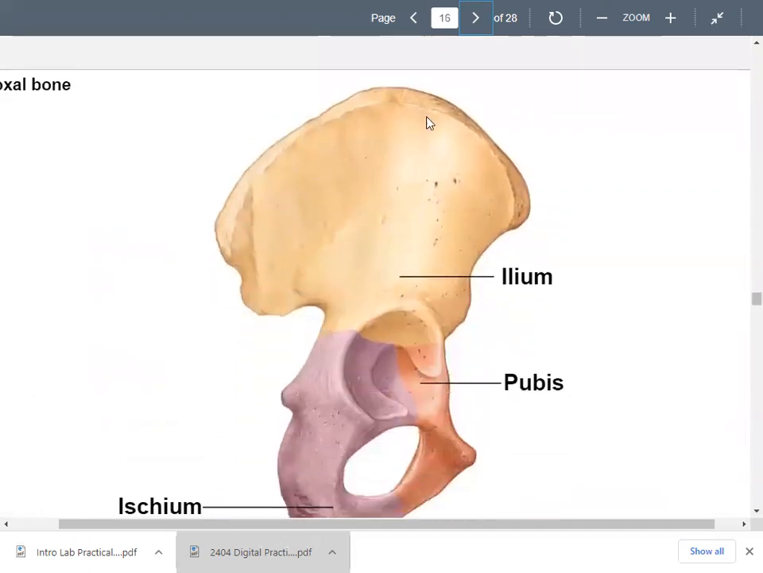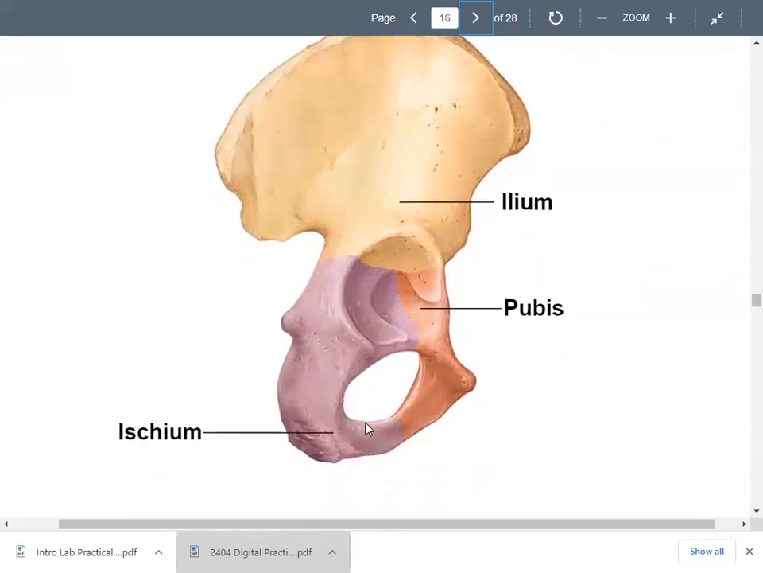All right. It's your coxal bone, separated into 3 smaller bones. The big curvature here is your ilium. This pointy part here is the pubis, where the hip bones fuse together. And then you've got the ischium around the curve and around the back.